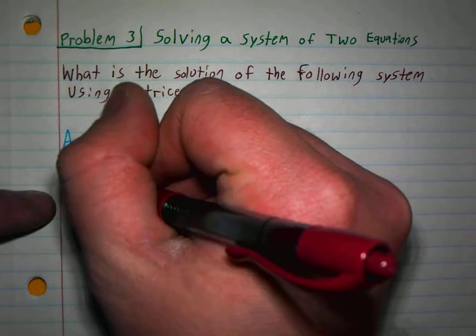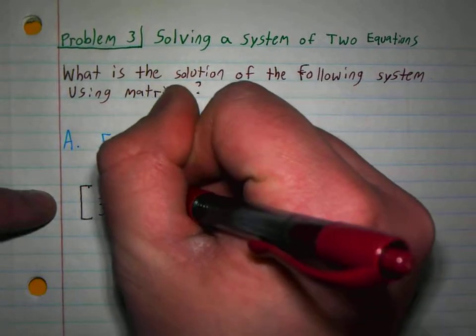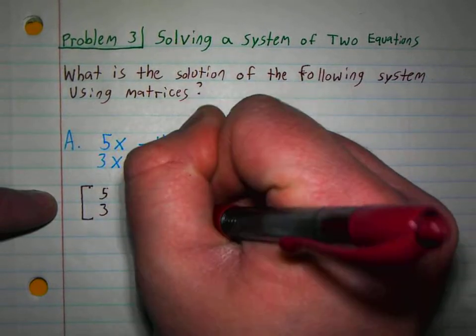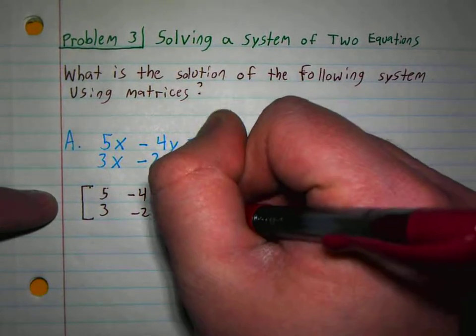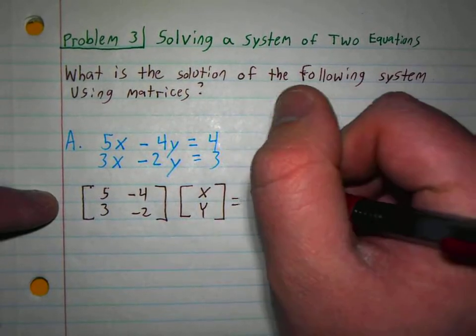So it's 5, 3. -4, -2. My variables are x and y. And my constants are 4 and 3.